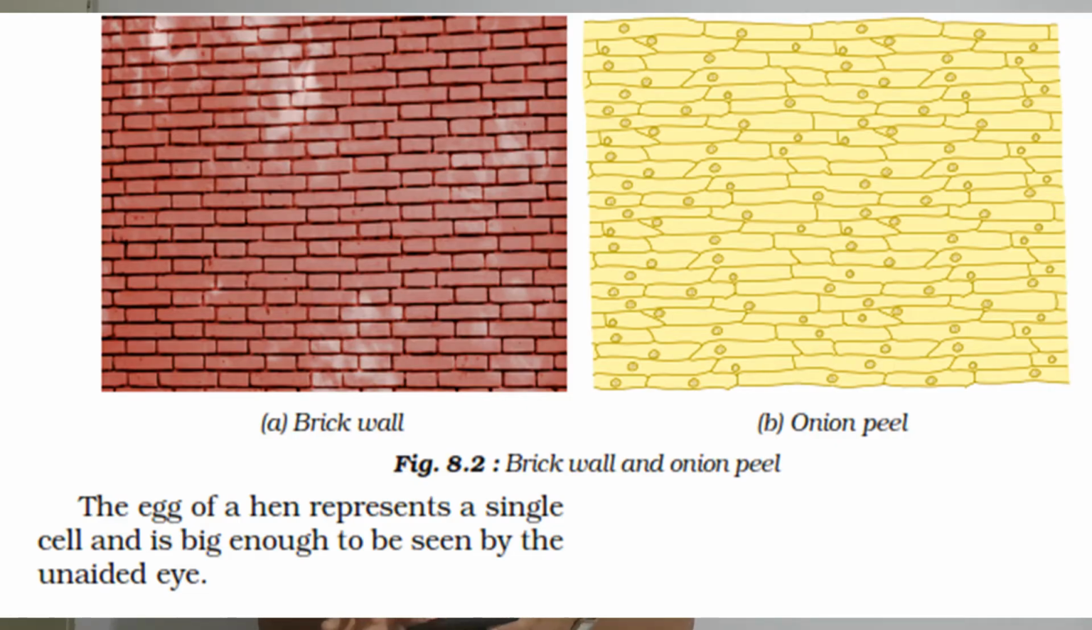Friends, on your screen, you can see two diagrams. One is a brick wall and the second one is an onion peel. You can see that structurally both are similar. The egg of a hen represents a single cell and is big enough to be seen by the unaided eye.